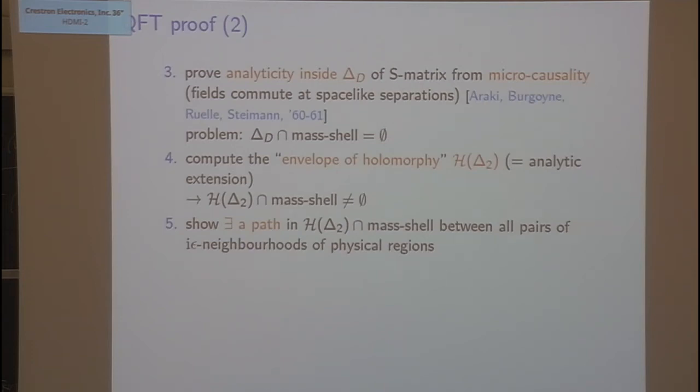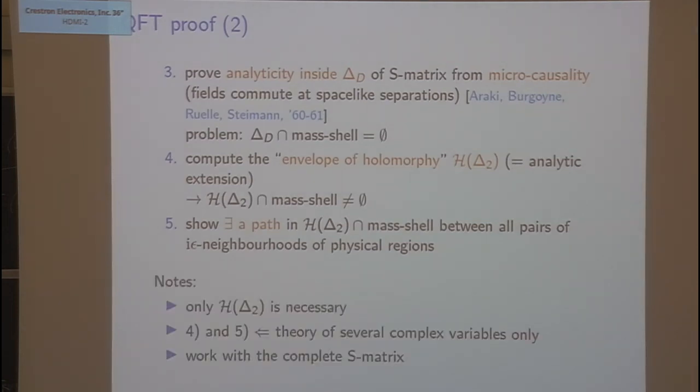Yes. And then they finally show that there is a path in this envelope of delta 2 inside the mass shell and between all pairs of i epsilon neighborhoods of the physical region. So here it's also interesting because it doesn't really connect the physical region, but they can get close to it within i epsilon. And in fact, this i epsilon you can link to the i epsilon prescription that is usual in QFT. So some notes.